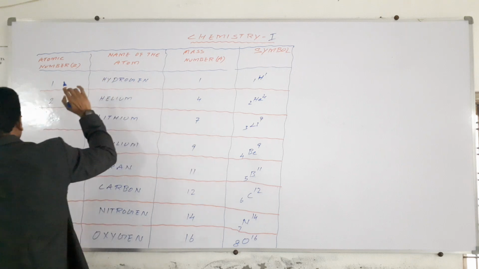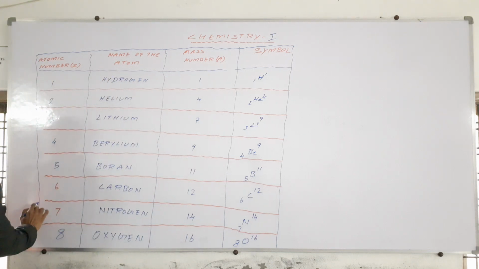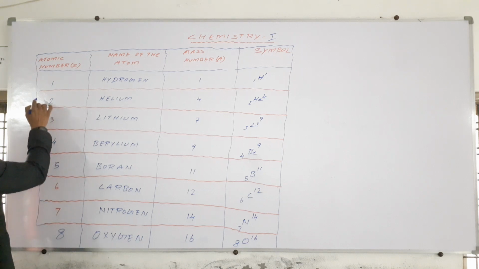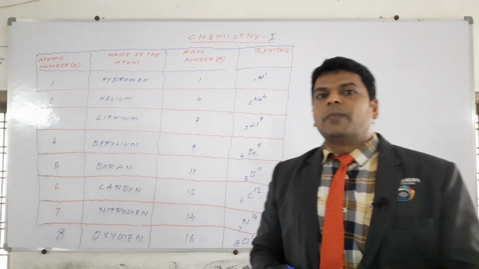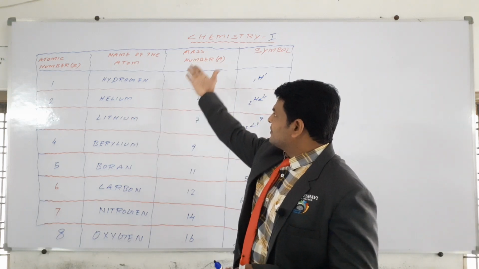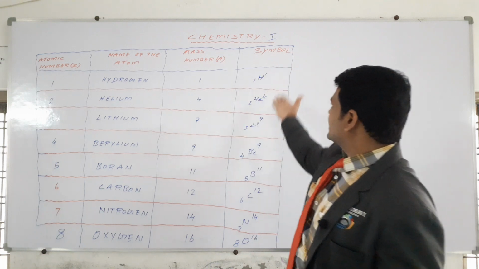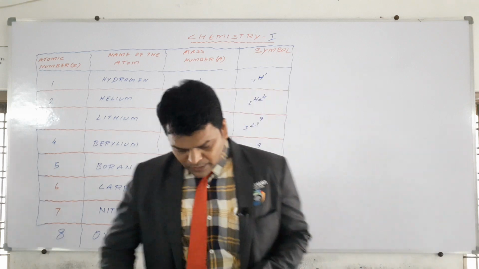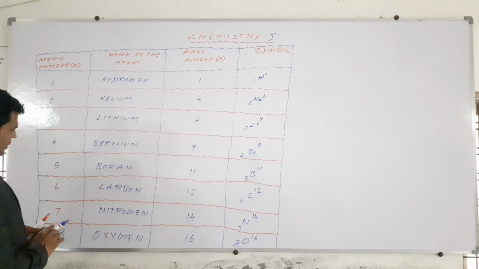Okay. This is the table you have to get perfect. You have to get perfectness. Atomic number Z, name of the atom. Next, mass number. Next, symbol. Okay. So this is the way.